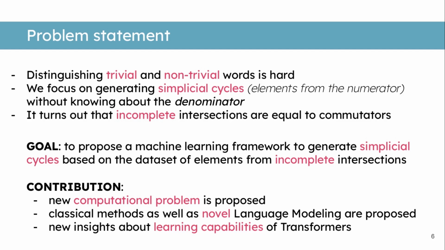How can we learn the complete intersection? By having a dataset of words from the incomplete intersections. We propose a new interesting computational problem: how we can find elements from the complete intersection of algorithmic datasets having information only about the incomplete intersections. We develop classic cost-based optimization methods as well as language modeling-based approaches to solve the task. Moreover, the empirical superior performance of language models on this task shows interesting insights about learning capabilities of the transformers.